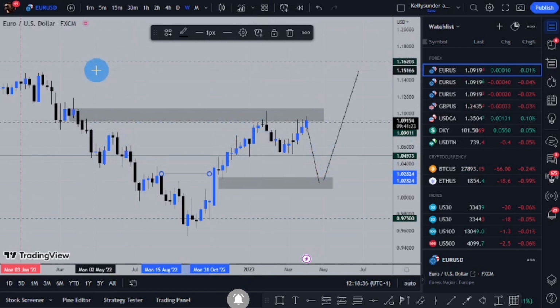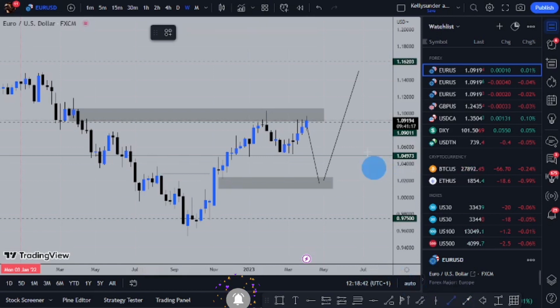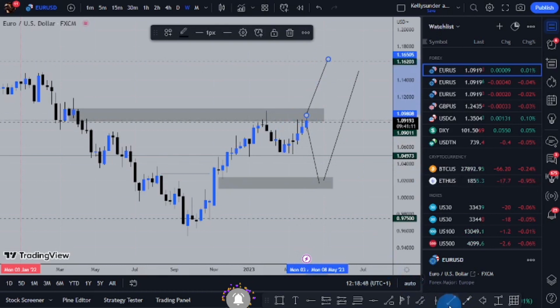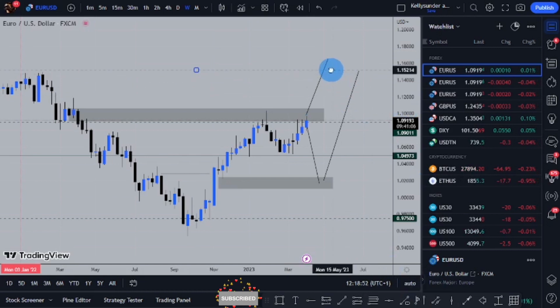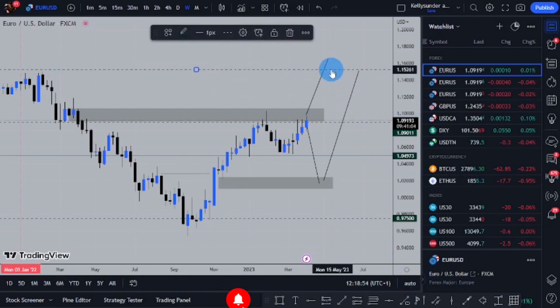So anticipating this break of structure is also ideal. Remember, this retracement is not compulsory, it may not happen, because there are so many factors. Okay, you can see price breaking higher here, then probably retracing a bit. Oh god, Control Z, yeah, okay.